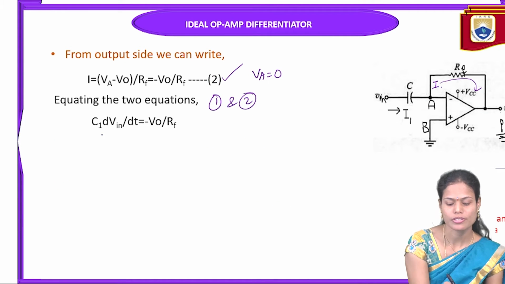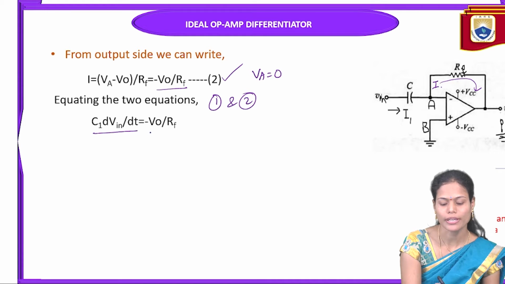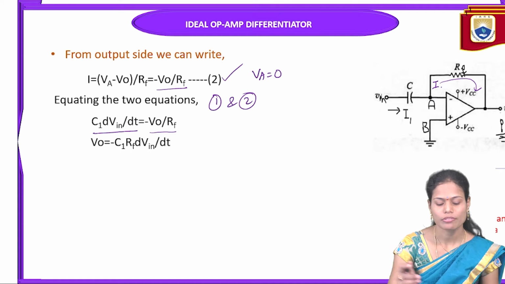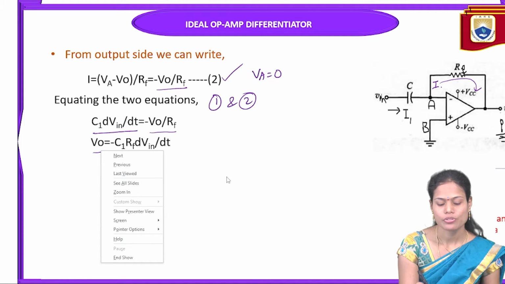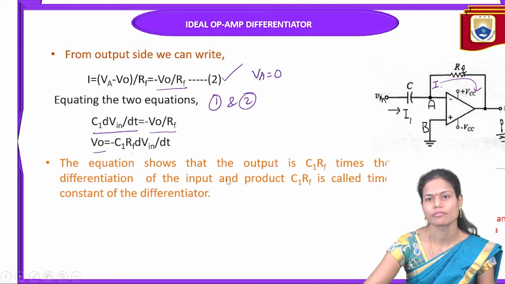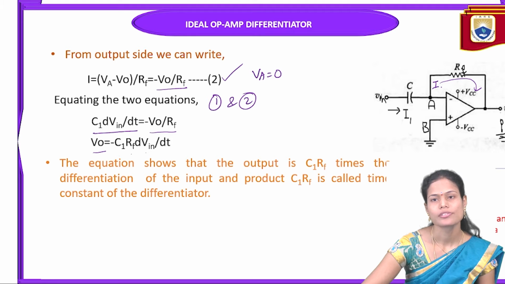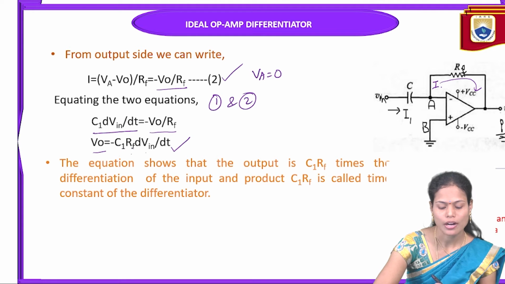So from the first equation, C1 dVn by dt, and from the second equation, the value is minus V0 by RF. The two we are equating here. So after simplification, we will get V0 equal to minus C1 RF times the differentiation of the input voltage. So here, what is meant by RF C1? RF C1 is nothing but the time constant of the circuit, or the time constant of the differentiation. So from this equation, we can say the output is RF C1 times the differentiation of the applied input signal.